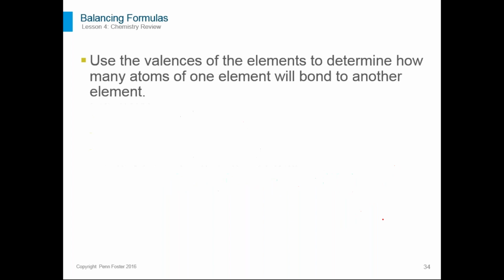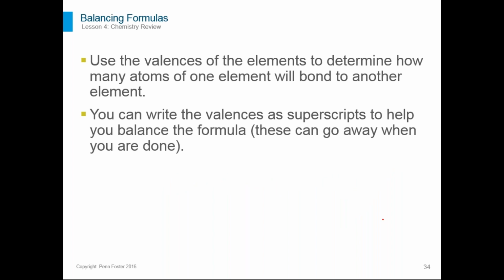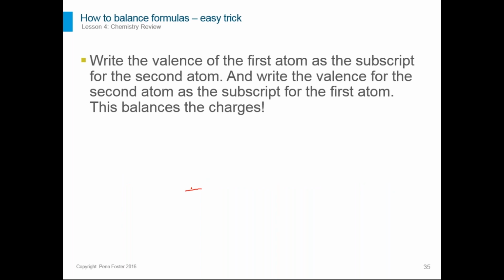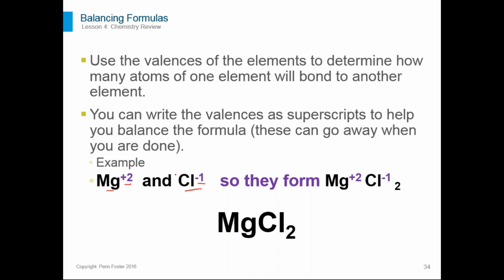So when you're balancing formulas, you want to just use those valences to determine how many will bond to another element. When you're doing this, you can write the valences to help you balance it, and then those can go away when you're done. So for example, you've got magnesium, which has a valence of +2, and chlorine, which has a valence of -1. So you've got 2 here, you've got -1 here, so you're going to need twice as many chlorines to balance out the magnesium.